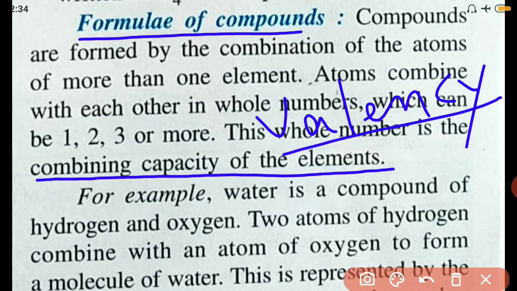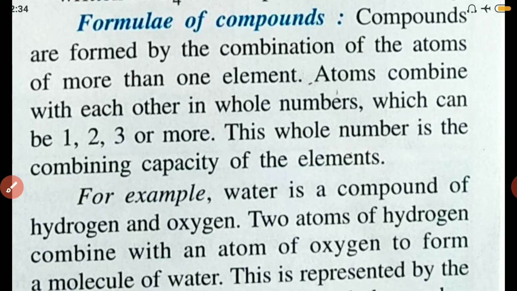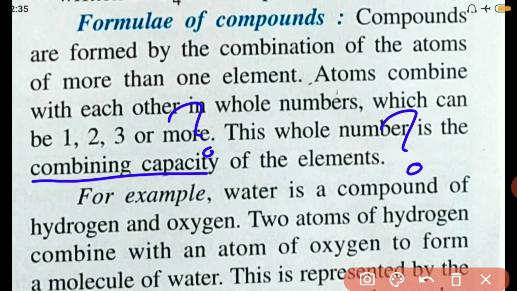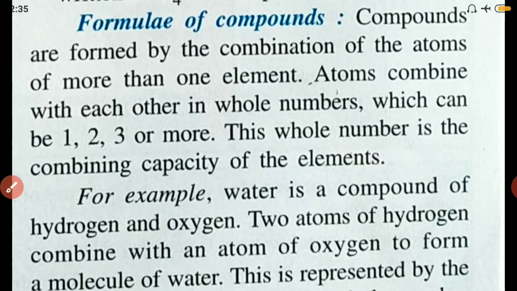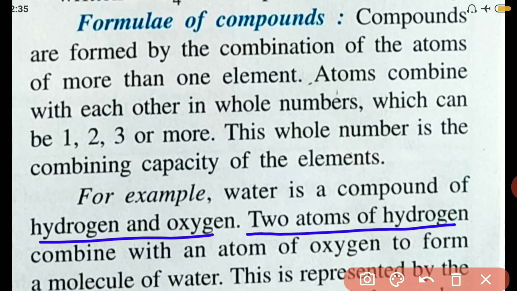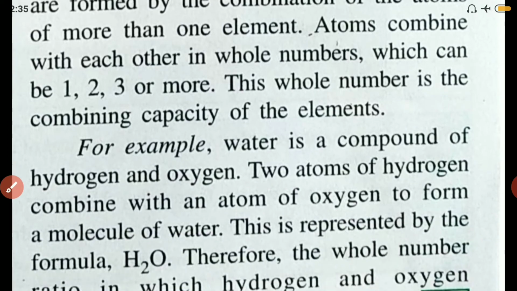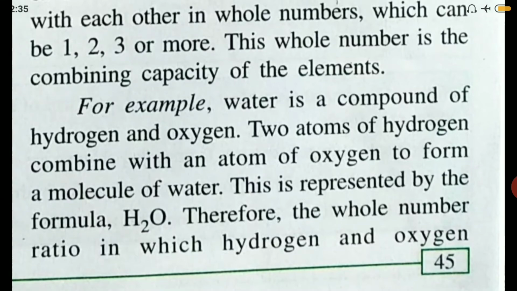Now, for the class 6 level, let us understand what this paragraph means. What is the combining capacity? For example, water is a compound of hydrogen and oxygen. Two atoms of hydrogen combine with one atom of oxygen always to form a molecule of water. This is represented by the formula H2O. So this is the formula of water, which is H2O.